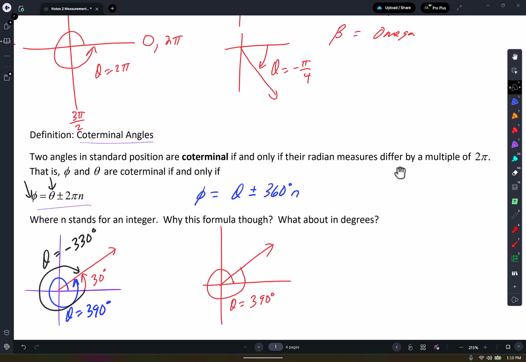So would the original 30 degrees be theta? Yes. Would be in the place of theta? Mm-hmm. If they were to tell you, give me all the coterminal angles, like 30 plus minus 360n, that will give you all the possible coterminal angles that create that same angle.